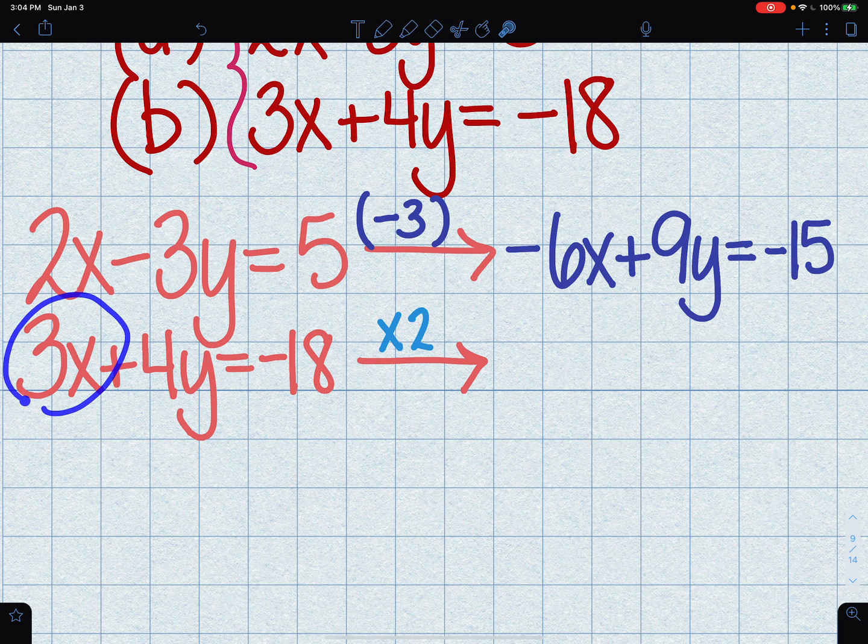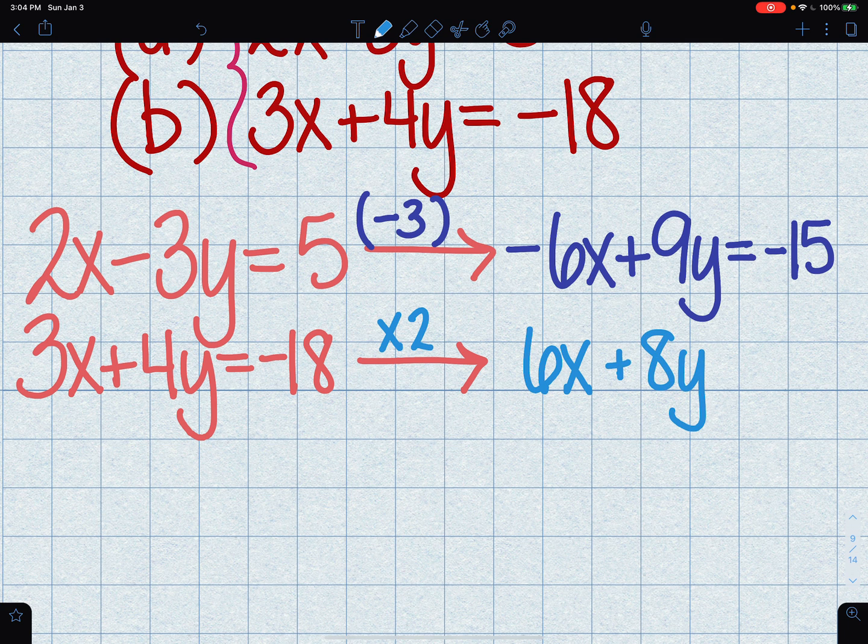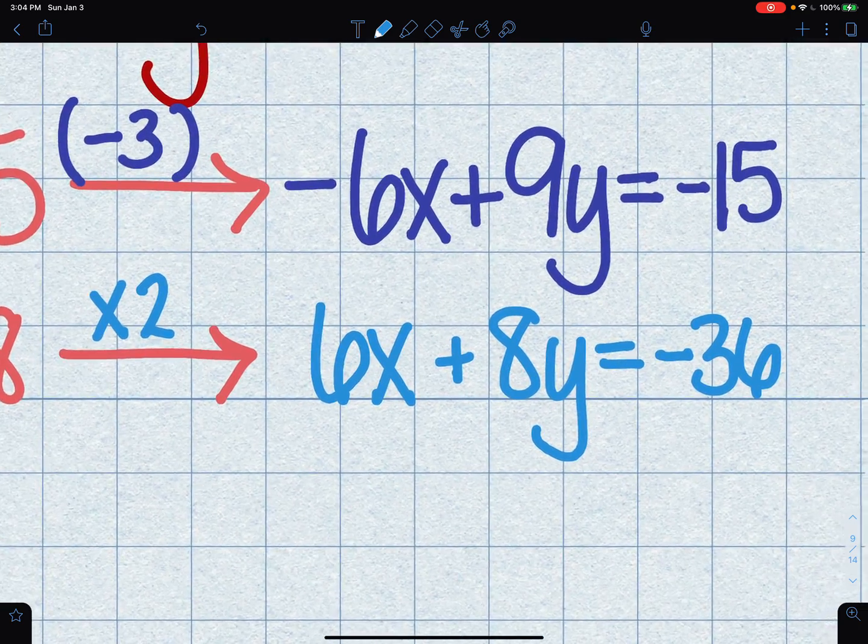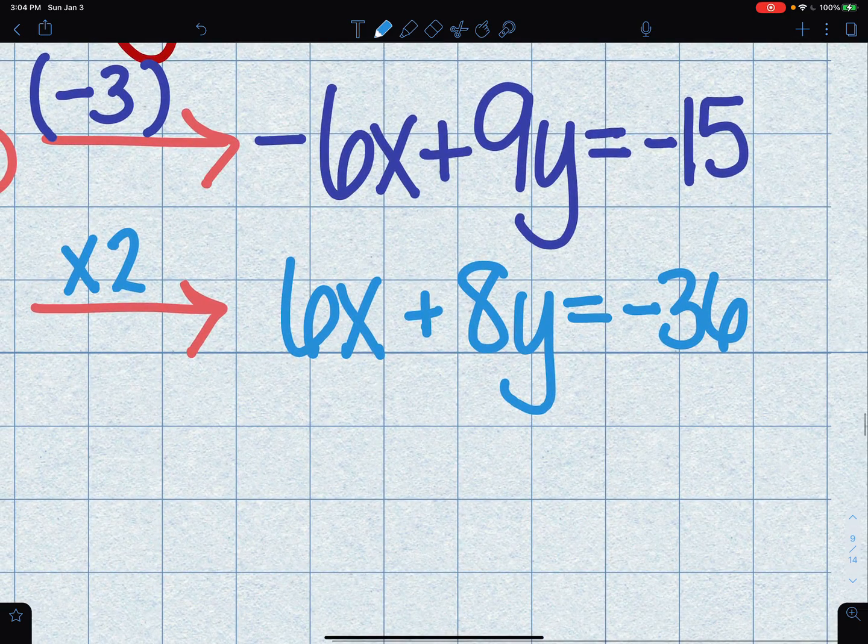So what is 3x times 2? It's going to be 6x, and it's positive. Okay. What is 4y times 2? It's going to be 8y. Basically doubling everything. What is -18 times 2? It's going to be -36. All right. Now I've got these equations right here.